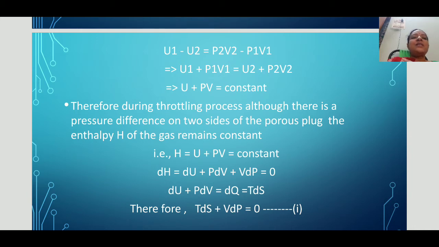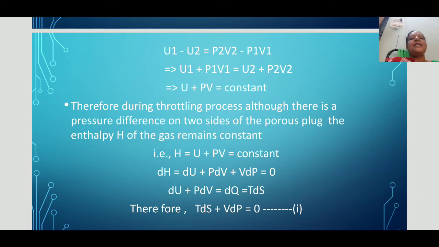What is this U plus PV constant? That means, therefore, during the throttling process, although there is a pressure difference on two sides of the porous plug, the total U plus PV will be constant. U plus PV is nothing but the enthalpy. Already we know that U plus PV is an energy function. This is known as enthalpy. Enthalpy remains constant in the Joule Kelvin effect. That means H is equal to U plus PV is equal to constant.